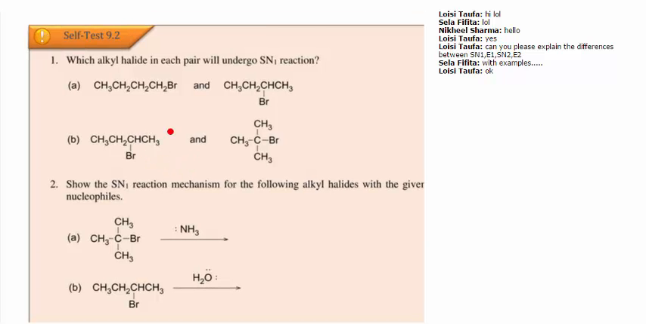For part B, we have a secondary alkyl halide and a tertiary alkyl halide, since bromine is attached to a carbon which is not attached to any hydrogen, only methyl groups. So this is a tertiary alkyl halide. Tertiary alkyl halides always undergo SN1 reaction. It's very easily favored as compared to secondary alkyl halides. Both of them will undergo SN1 reaction, but tertiary alkyl halides will undergo it much more easily as compared to the secondary alkyl halide.